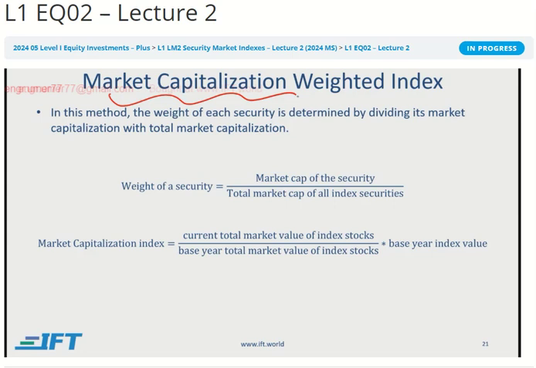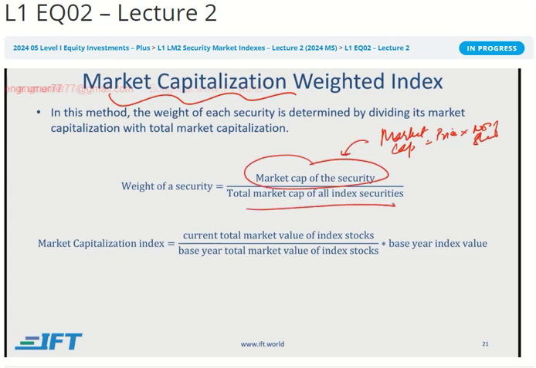And what is a bigger company? How do you calculate market cap? Well, it's very simple. You take the price per share multiplied by number of shares, right? And then whatever is the market cap of the security divided by the total market cap of all the constituents, that is how much weight a company gets. So if Netflix has a smaller market cap than Google, Amazon, Microsoft, well then Netflix gets a smaller weight, right?